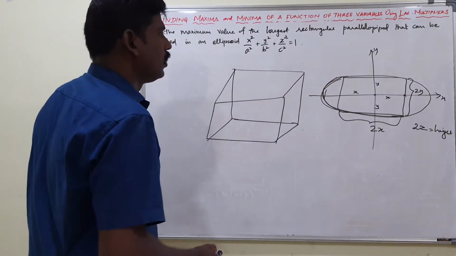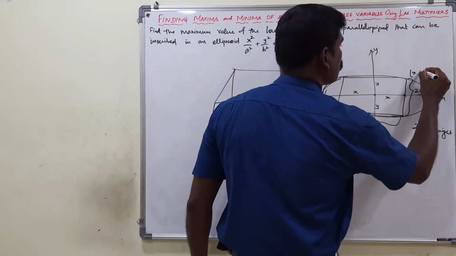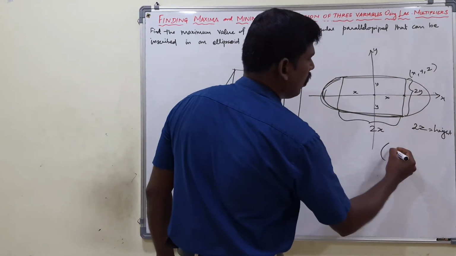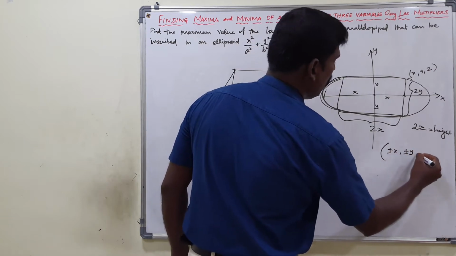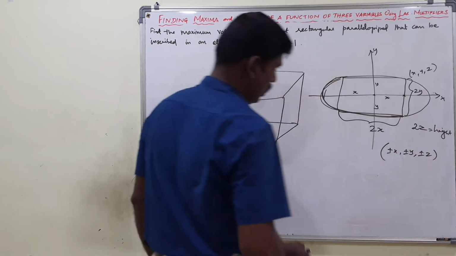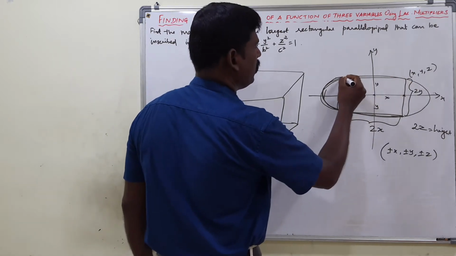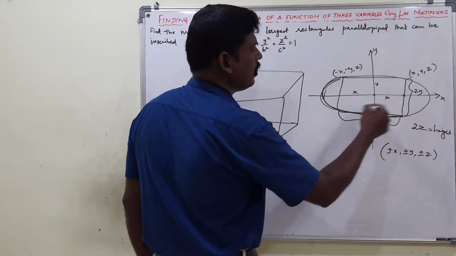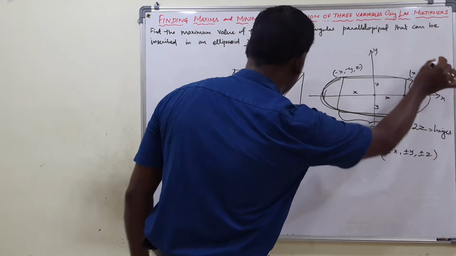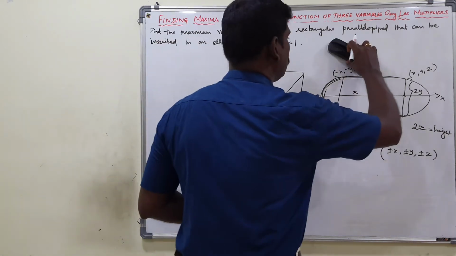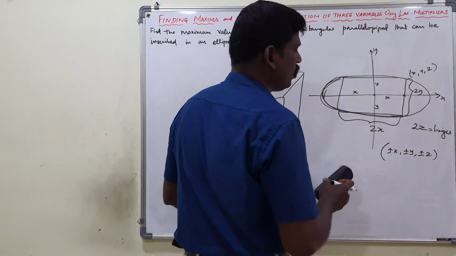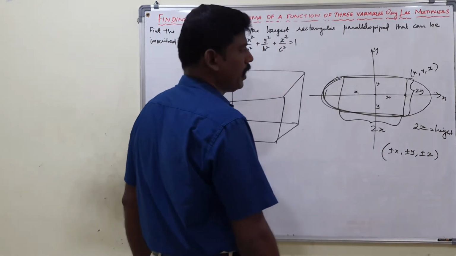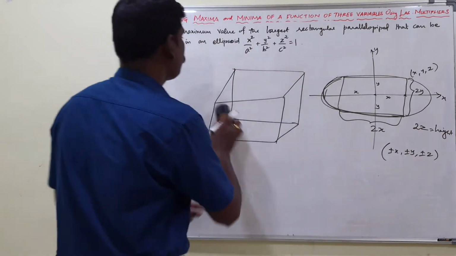Okay, right? So let us take one vertex be x, y, z. Then all the other vertices are in the form of plus or minus x, plus or minus y, plus or minus z. Or it may be minus x, minus y and plus z. Same like that, just the plus or minus sign will be changed for x, y and z. So all the other vertices are in the form of plus or minus x, plus or minus y and plus or minus z. Okay, right?